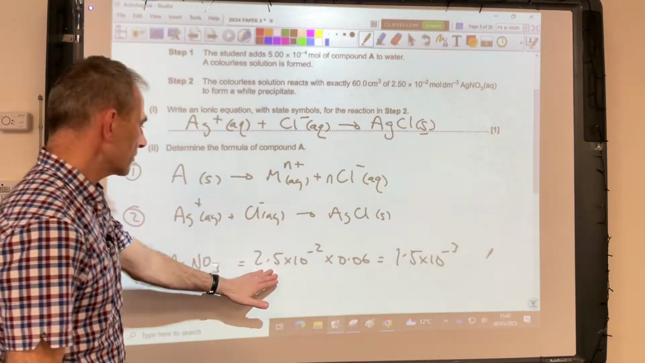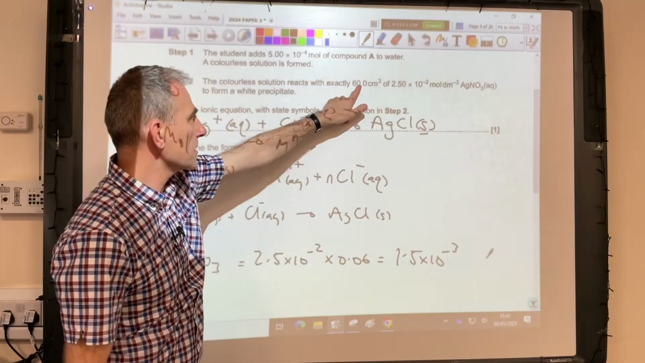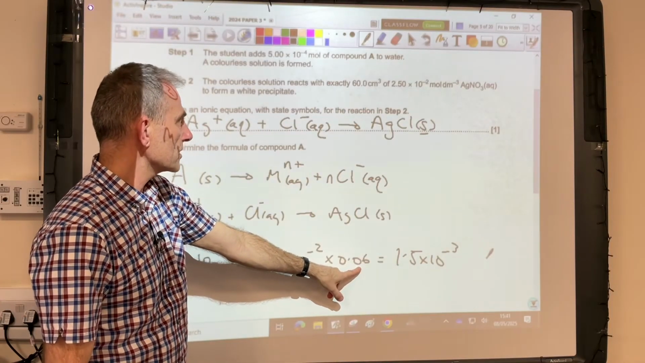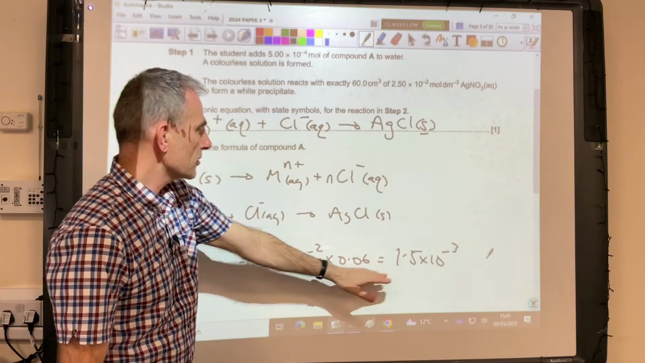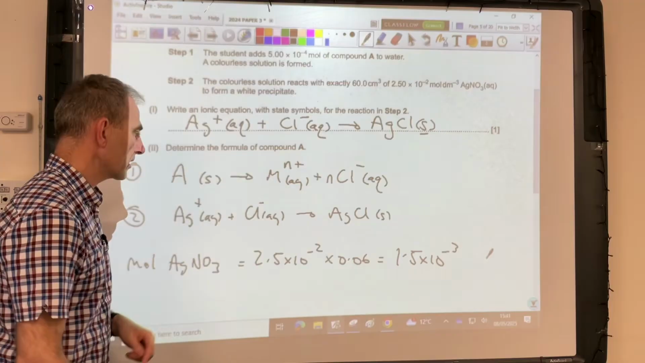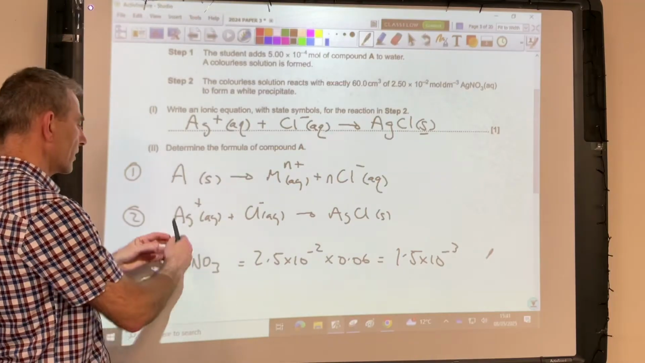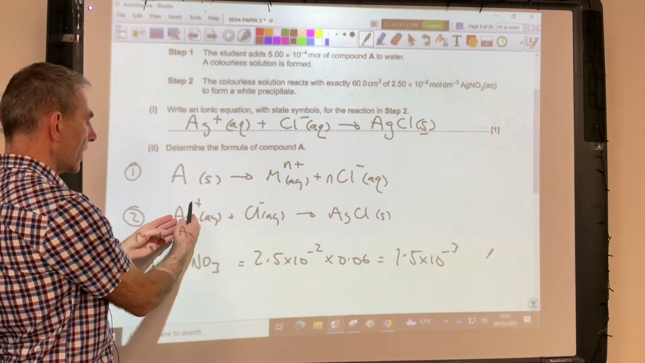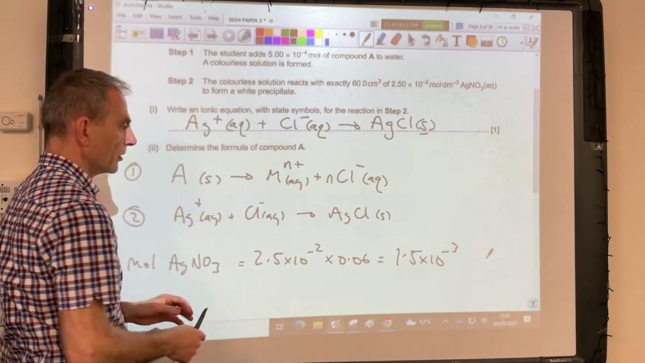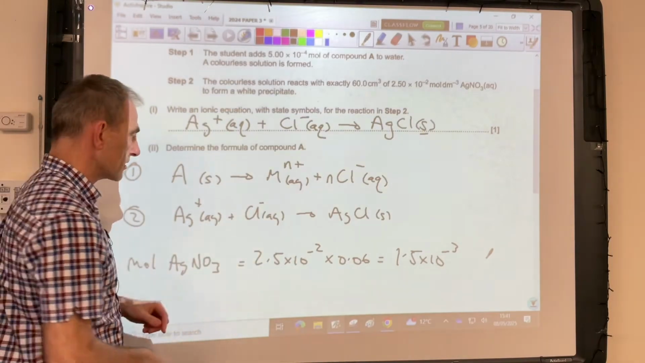So that's just concentration times volume. Remember, the volume has to be in decimetres cubed. So 60 cm cubed is 0.06 decimetres cubed. So they've used 1.5 times 10 to the minus 3 moles of silver nitrate solution, which means that they've used that many moles of silver ions. And look at the ratio. There must have been that many moles of chloride ions in the solution.